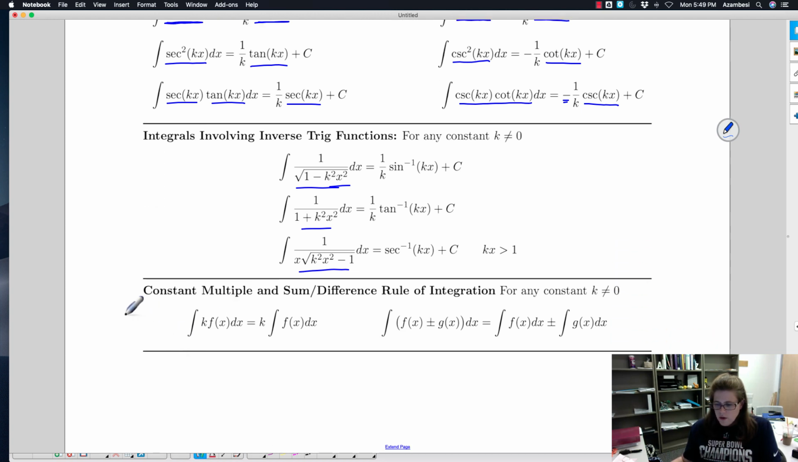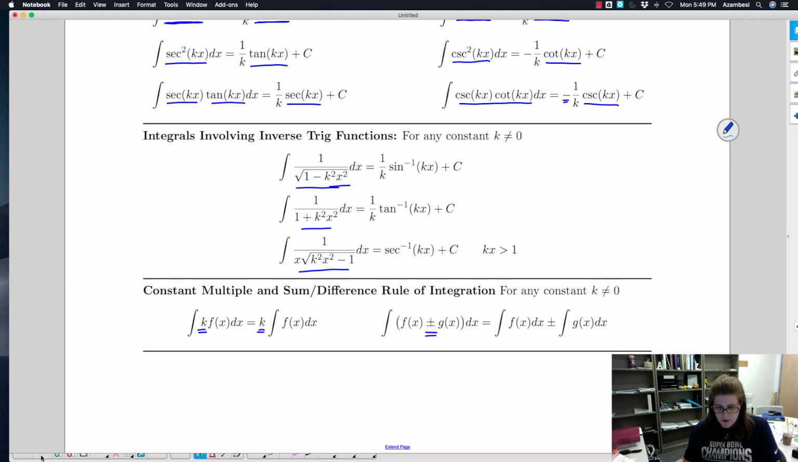One other rule is that if you are taking the antiderivative of something with a constant in the front, you can pull constants through the integral symbol, so you can bring it out to the front. You can also split terms whenever you have plus and minus. So if you have a plus or minus in there, you can split them up. All right, let's practice a couple.